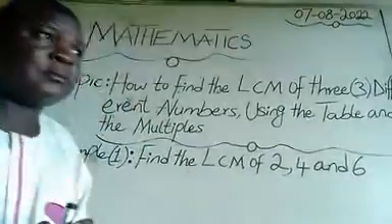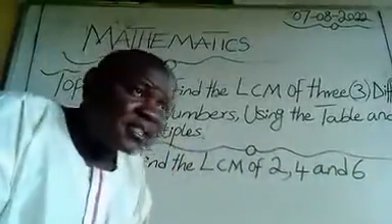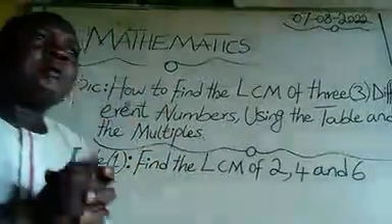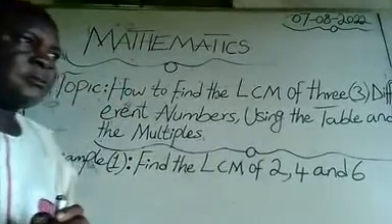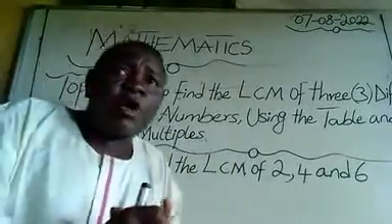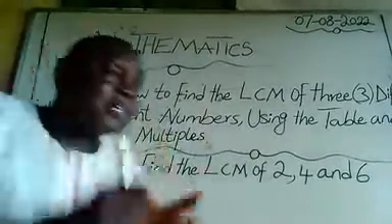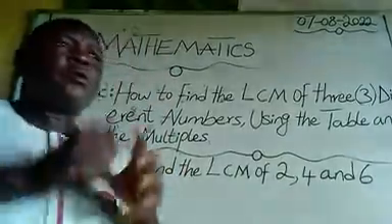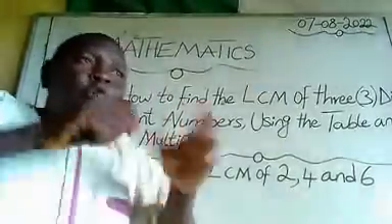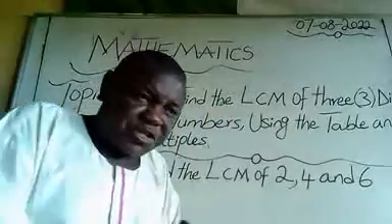LCM means lowest common multiples. It also means least common multiples. Okay?